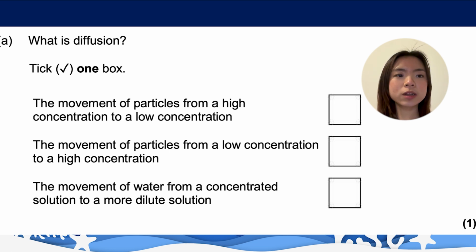This next question is talking about the definition of diffusion. So pause the video now and take a guess as to which answer it is. So the answer is actually the movement of particles from a high concentration to a low concentration. So that should be the first answer. And that's it for talking about rate of diffusion.